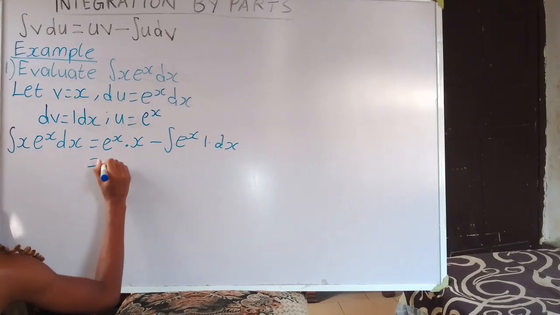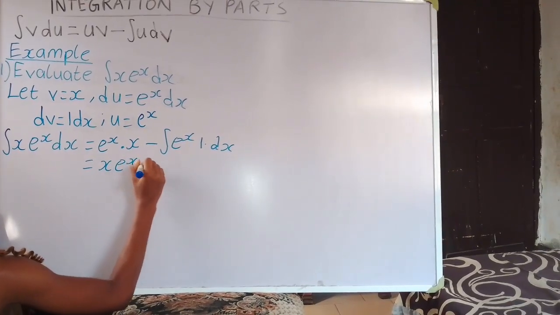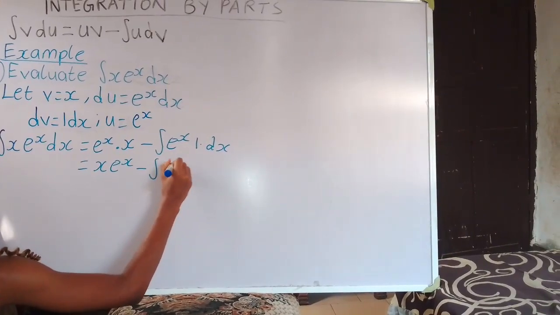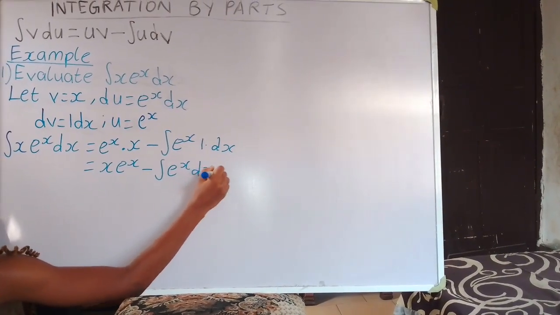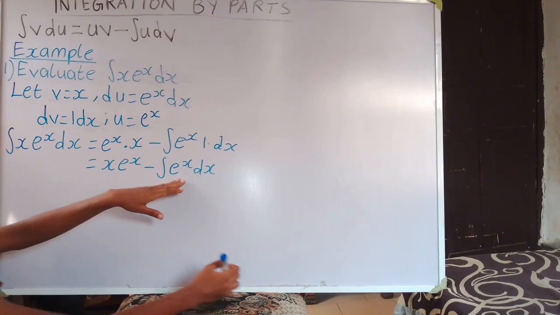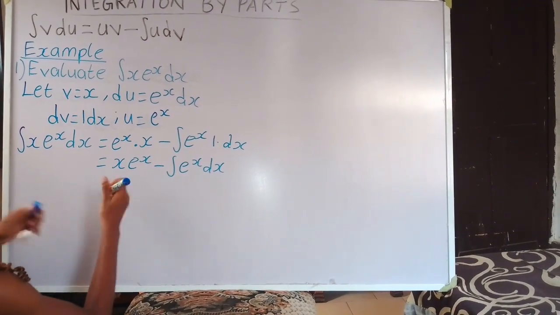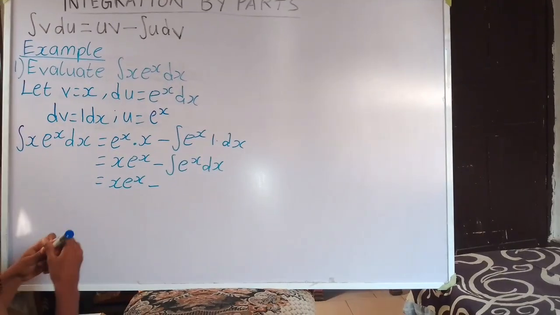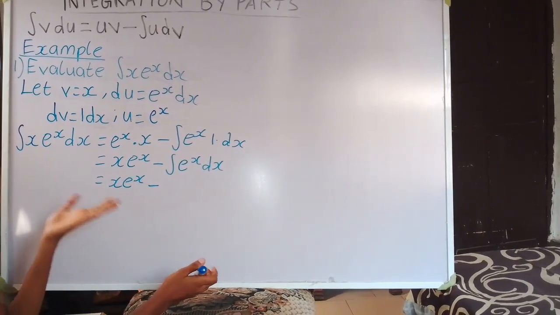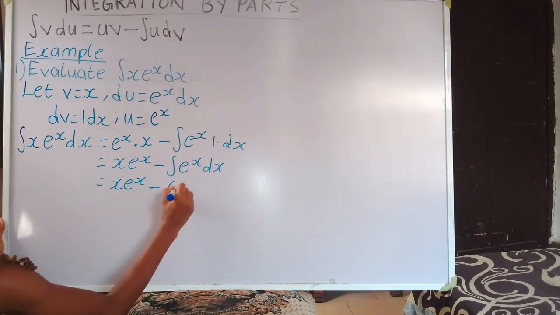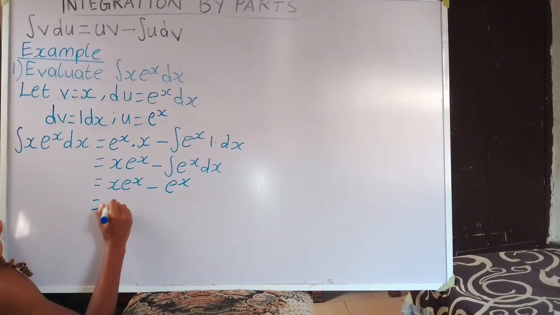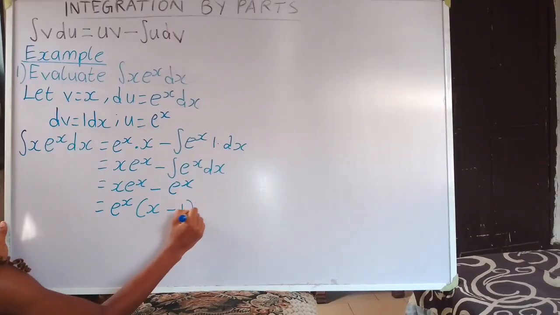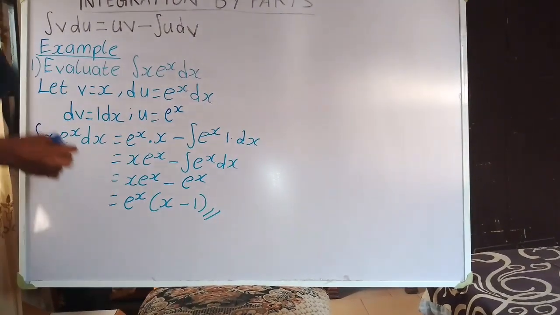So this will give us x exponential x minus integral of exponential x times 1 is exponential x dx. This makes this integral easier to solve. So this will give us x exponential x minus the integral of exponential x, which will still give us back exponential x. So minus exponential x. So this will be equal to exponential x into x minus 1. And this is the answer to our integral.